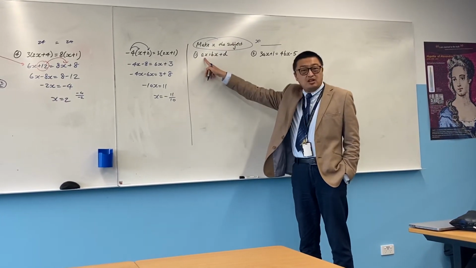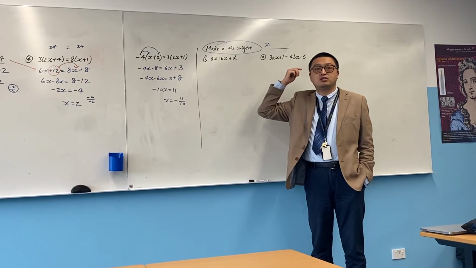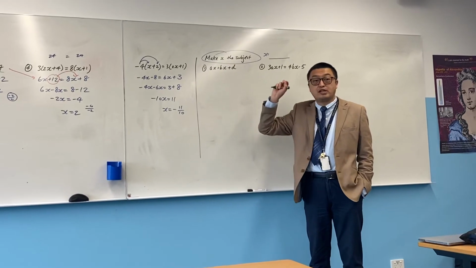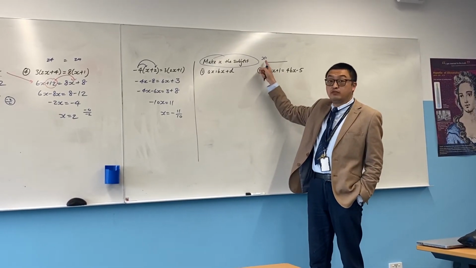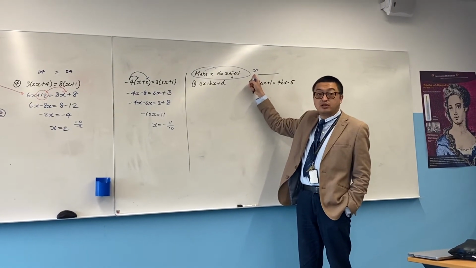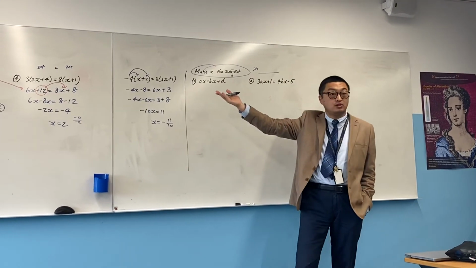I can say x here, I can say x here. What does that mean to me? I want to make x the subject, which means I need to move everything else to the right. I need to move x to the left. Correct? That's what I want to achieve. Other things I move to the right-hand side. You guys agree? Good.